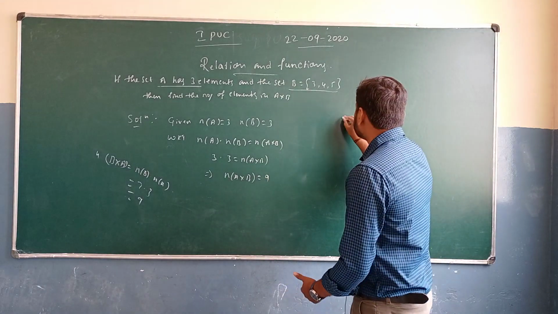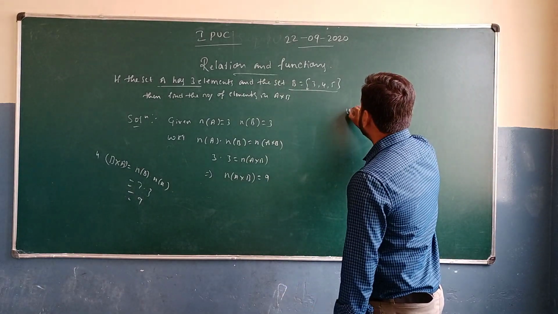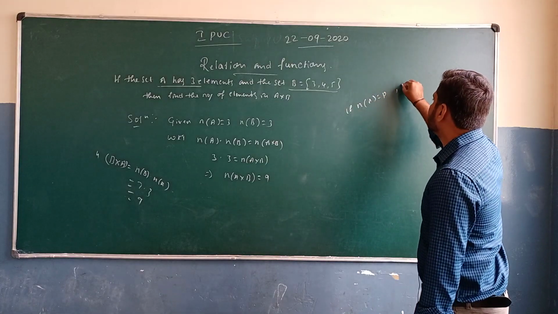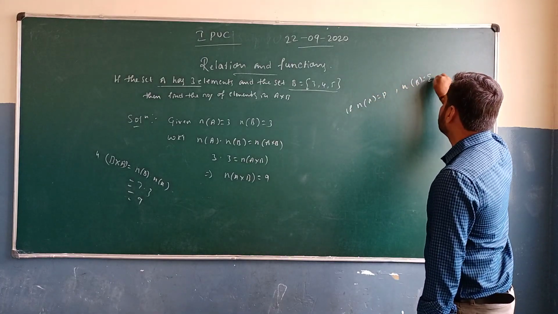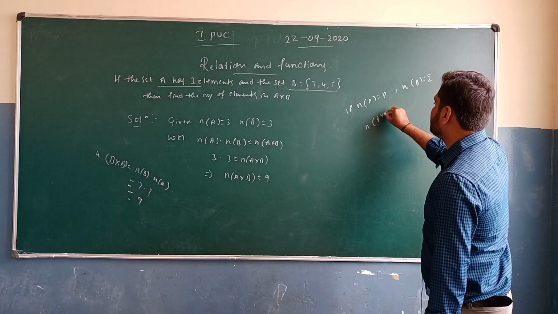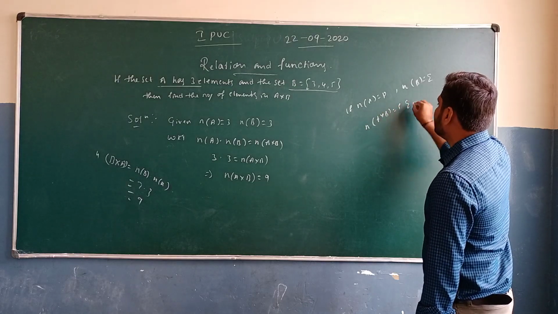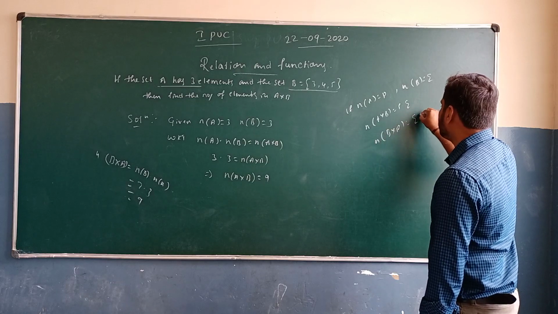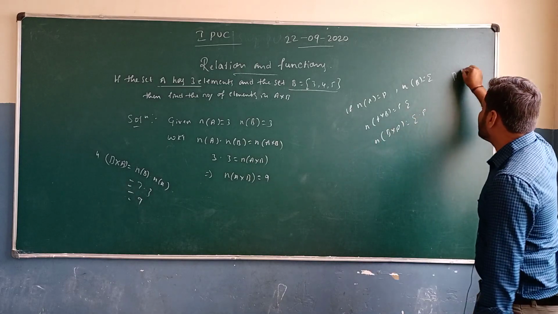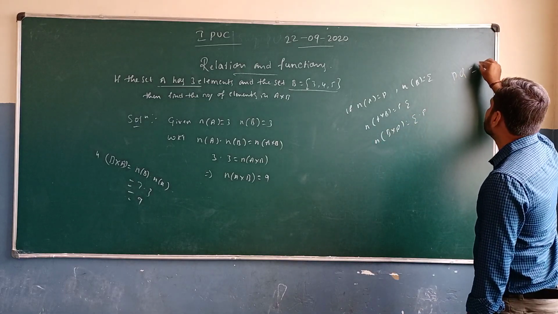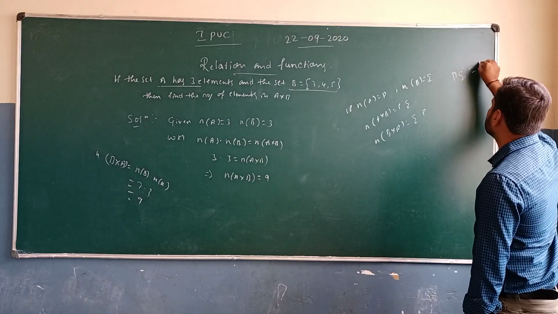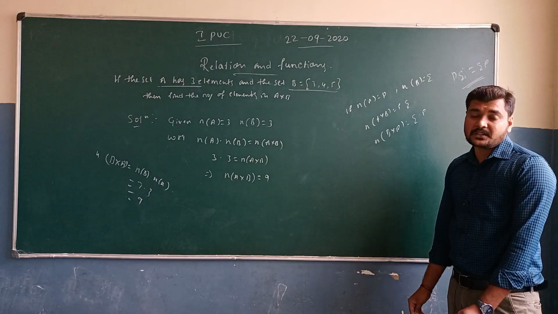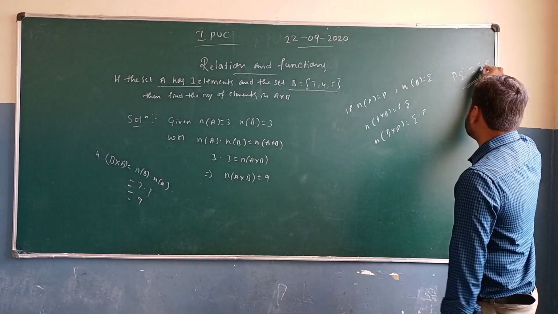If n of A is equal to P and n of B is equal to Q, then n of A cross B is equal to P into Q. What about n of B cross A? N of B cross A is equal to Q into P. So we know that PQ is always equal to QP, because the commutative property is satisfied for multiplication. So we can say that PQ is equal to QP.